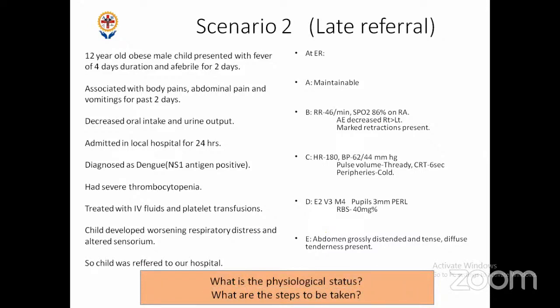So what is the physiological status of this child? Come on. The profound shock, respiratory wise.